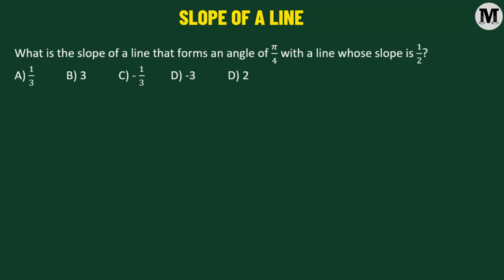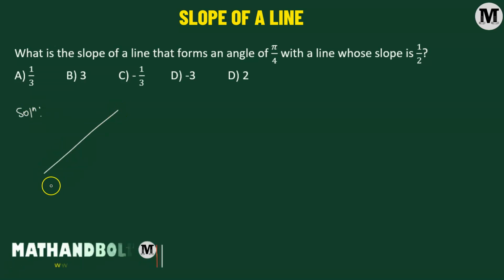What is the slope of a line that forms an angle of pi over 4 with a line whose slope is 1/2? Let us begin. So let's say we have a line that's given to us having a slope of 1/2. So we're going to consider the slope of that line to be m1. So m1 is given as 1/2.